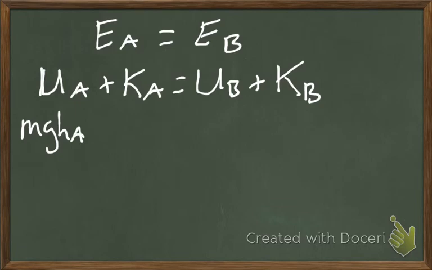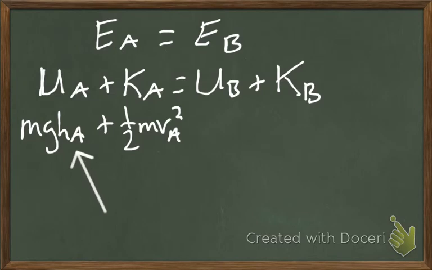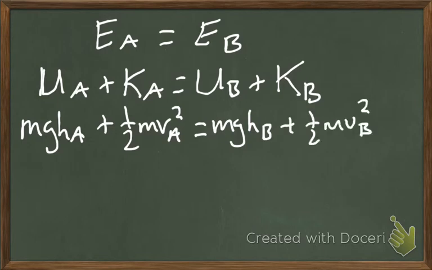So potential energy at A: mg times the height at A, plus 1/2 m v squared. Both of these, this is the height at point A, and that's the speed at point A. Then we're going to do the same thing at point B. I'm going to add up the potential and kinetic at those 2 points. So here I'm going to plug in the height at point B, and here I'm going to plug in the speed at point B.